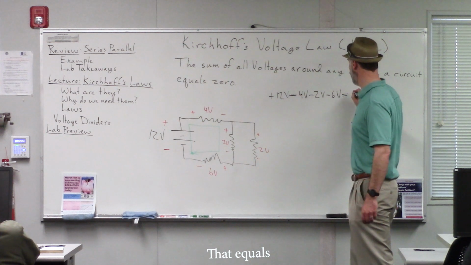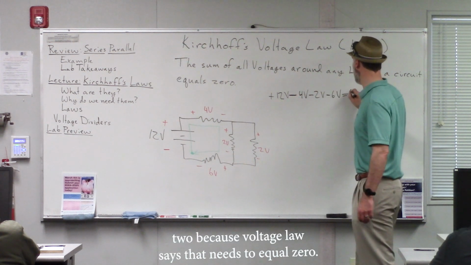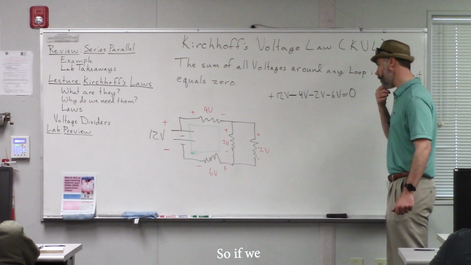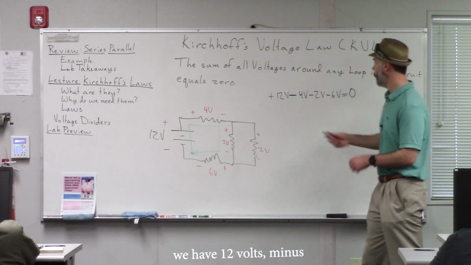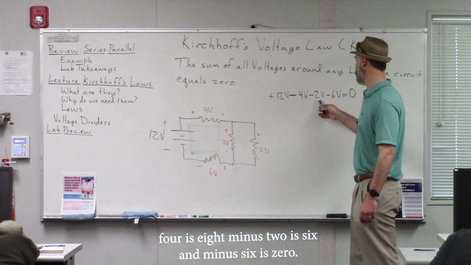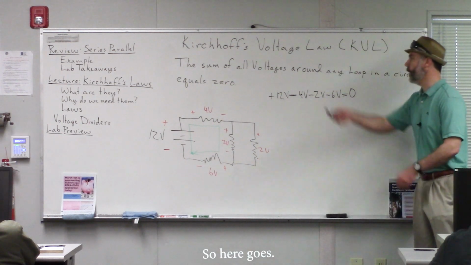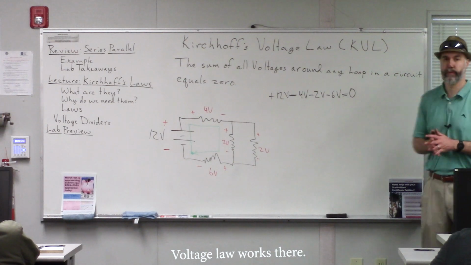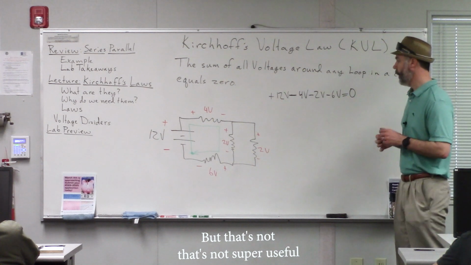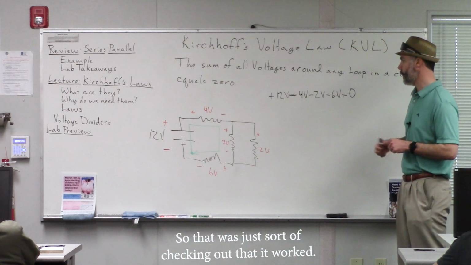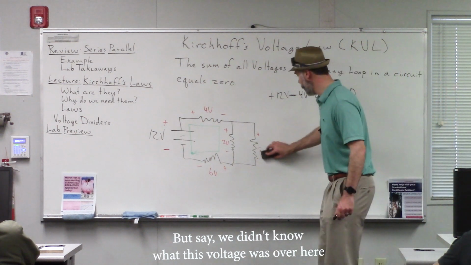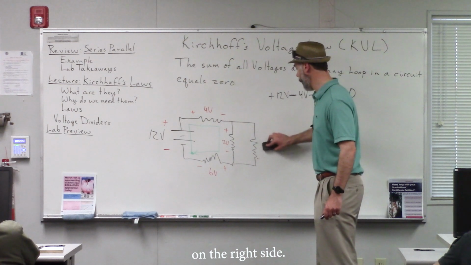Altogether, Kirchhoff's voltage law says that needs to equal 0. So if we check this out, sure enough, we have 12 volts minus 4 is 8, minus 2 is 6, and minus 6 is 0. So Kirchhoff's voltage law works there, okay? But that's not super useful because we already knew what all of those voltages were. So that was just sort of checking that it worked. But say we didn't know what this voltage was over here on the right side, okay?